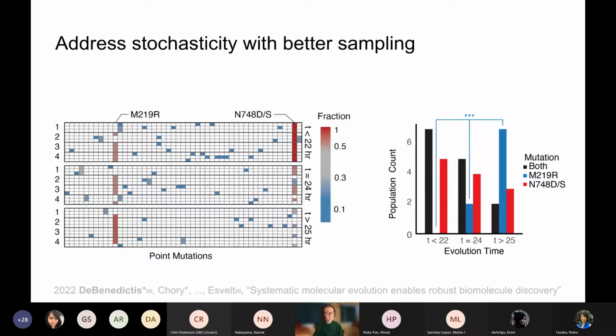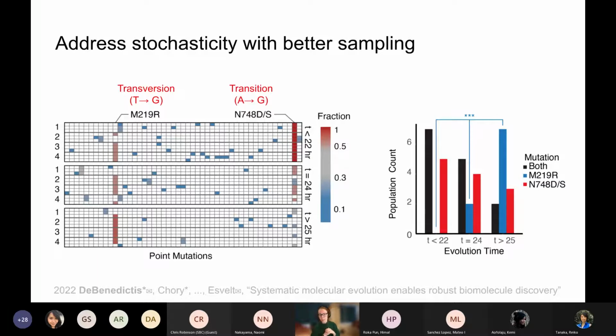But eventually we figured out that what's going on under the hood is that the mutation at 219 is a transversion mutation, while the mutation at 748 is a transition mutation. And based on the mutational spectra in these bacteria, the transition mutations are way more common. And that's why the populations that generally evolve earlier are ones in which we find transition mutations, and vice versa. Later evolvers tend to be the transversion mutations.